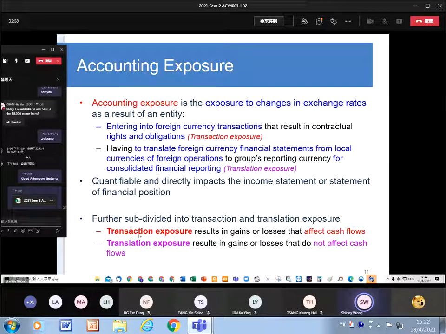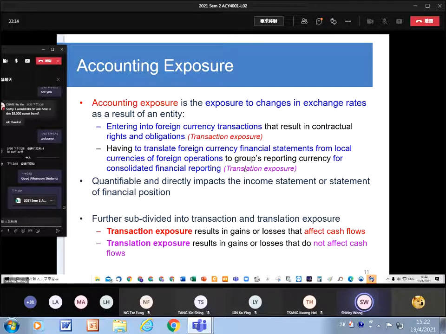So remember, transaction exposure is a kind of accounting exposure, and this represents that you have entered into a foreign currency transaction. Once you enter into the foreign currency transaction, you have the right to receive money or you have the obligation to pay the money. Therefore, the change in the exchange rate will also affect your cash flow.